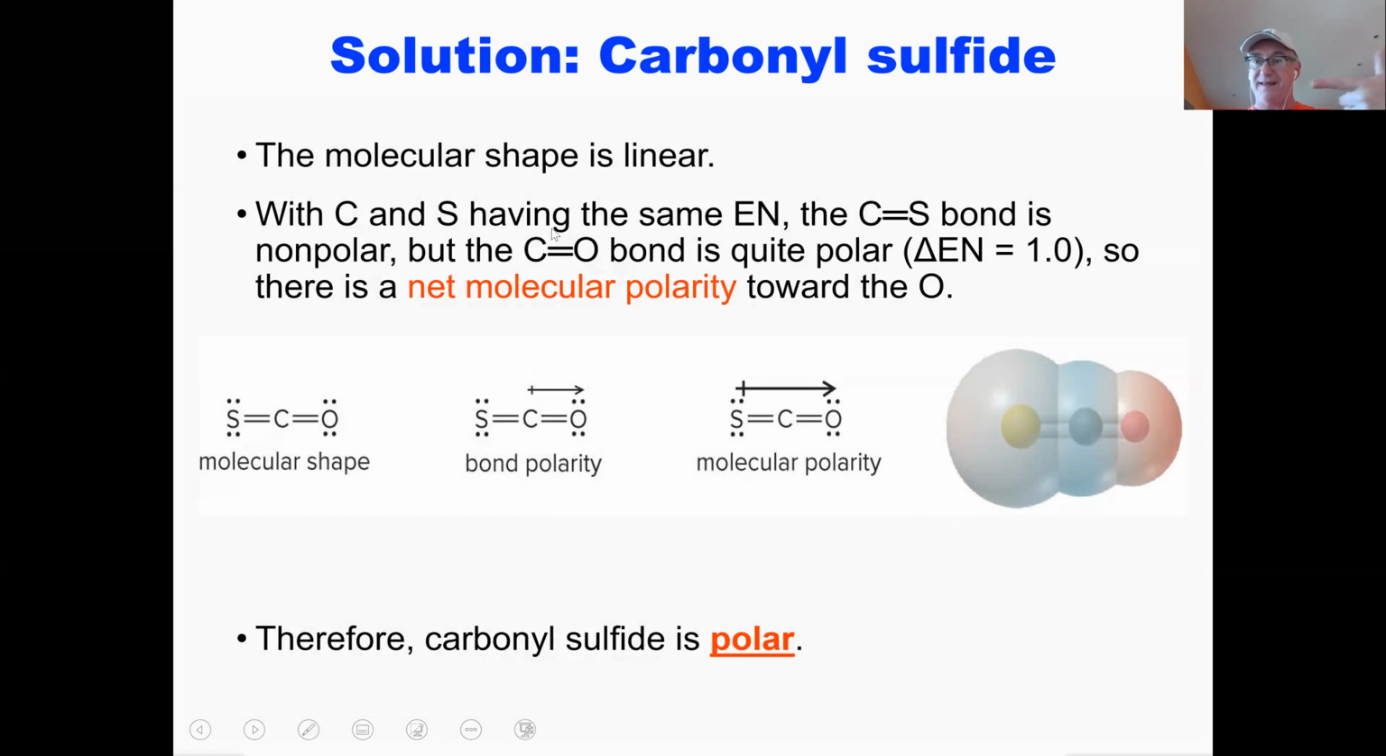Because the electron density is being pulled towards the oxygen. So we have two double bonds, yes, but the net electron density is going to be higher on this side than on this side, because oxygen is more electronegative than sulfur. It's going to be pulling those electrons away from carbon more than sulfur is. And so we have slightly more electron density on one side than we do on the other. We have a slightly negative side and a slightly positive side, and it is polar.